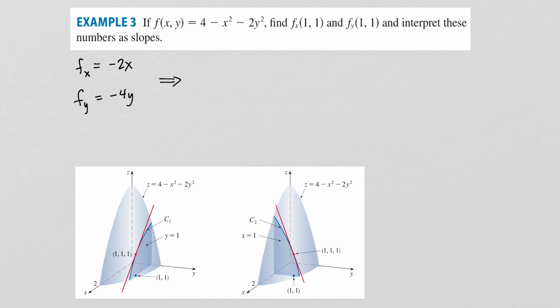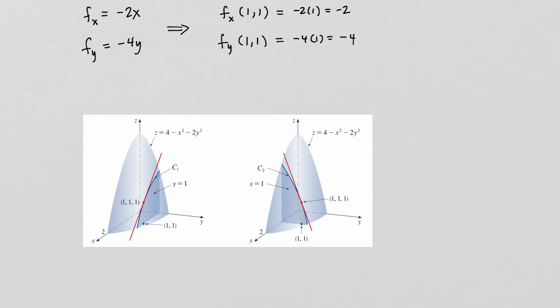So now, if I want to evaluate these derivatives at the point (1, 1), I can write the partial derivative with respect to x evaluated at (1, 1) is going to be this derivative with x equals 1 and y equals 1. Now, of course, there is no y value here, so we will only be plugging in x equals 1. And that is negative 2 times 1, which is negative 2. And the partial derivative with respect to y evaluated at (1, 1) will be negative 4 times 1, which is negative 4.